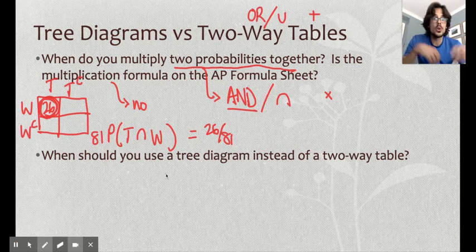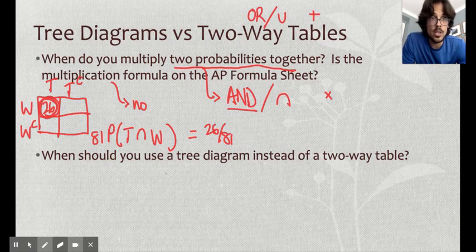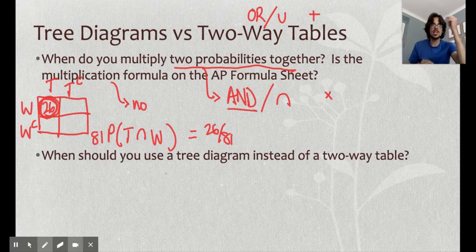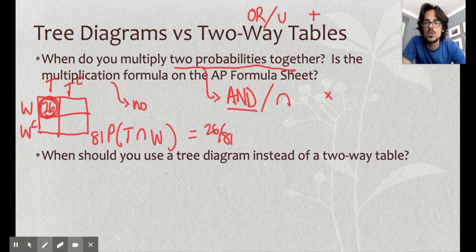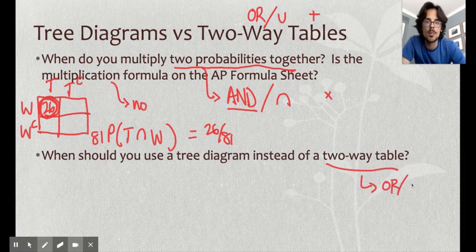So our two big tools that we use for complicated probability questions are the two-way table and the tree diagram. If you see a probability question where the answer is not just there's a very good chance, you're going to do one of those two things, either tree diagram or two-way table. When do you use each one? I'm going to give you a few options here. So it says, when should you use a tree diagram instead of a two-way table? Two-way tables are for or problems, or problems with overlap.